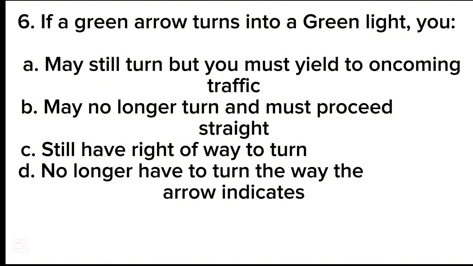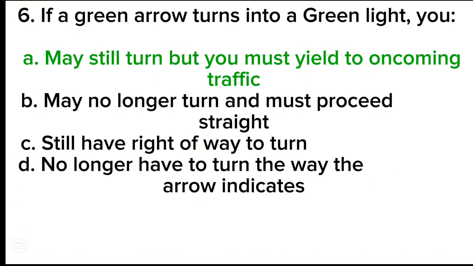Is it A. May still turn, but you must yield to oncoming traffic, or is it B. May no longer turn and must proceed straight? Is it C. Still have right of way to turn, or is it D. No longer have to turn the way the arrow indicates? What is the best answer? Let's write. The correct answer is A. May still turn but must yield to oncoming traffic. The correct answer is A.